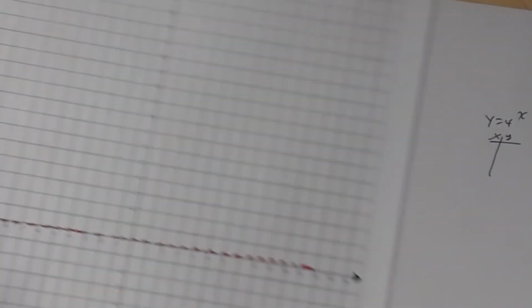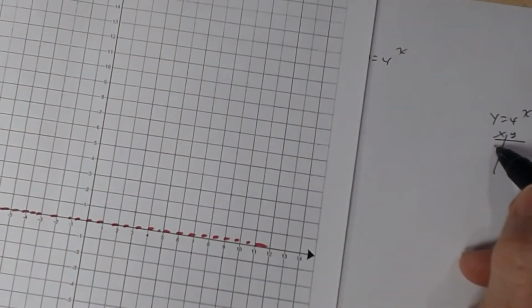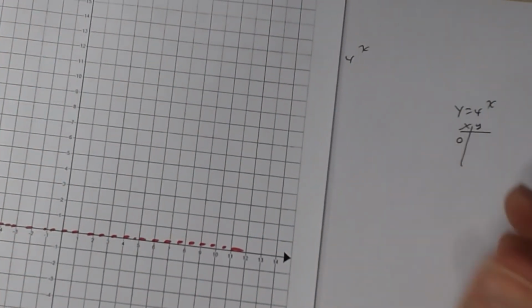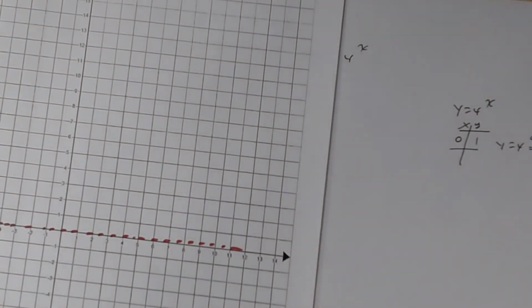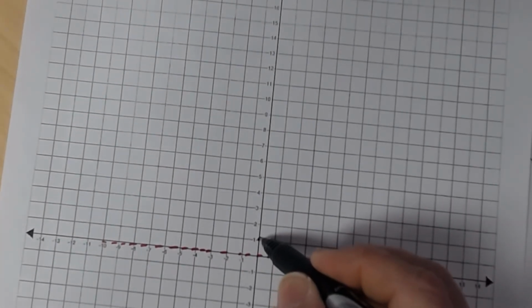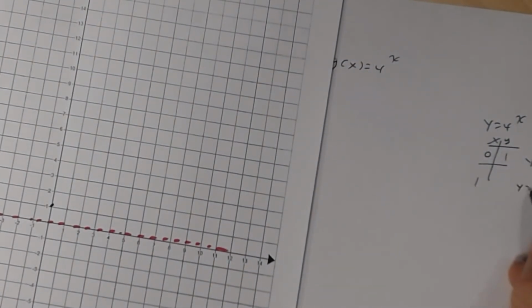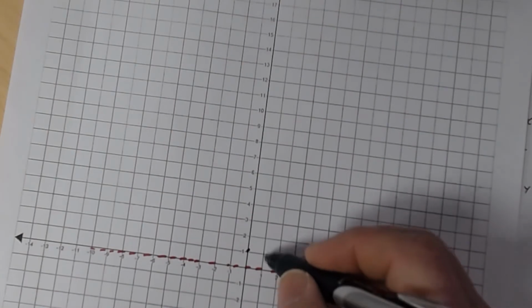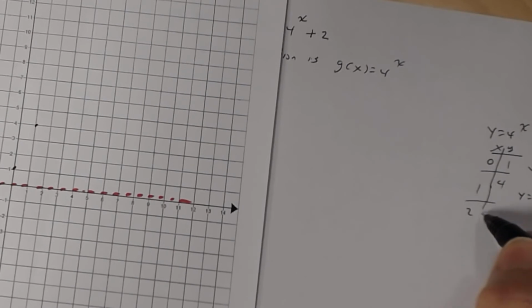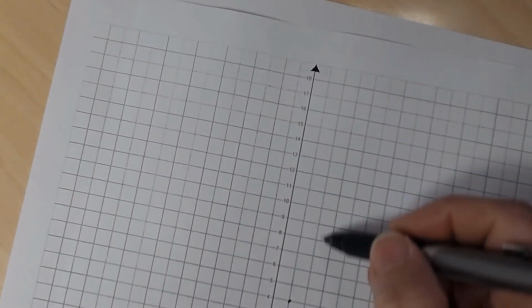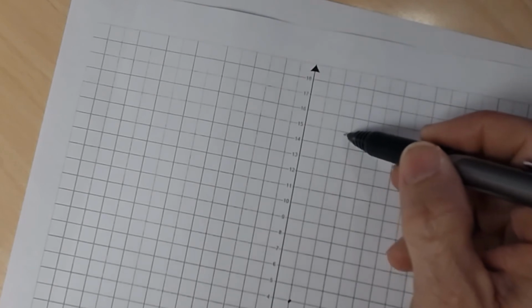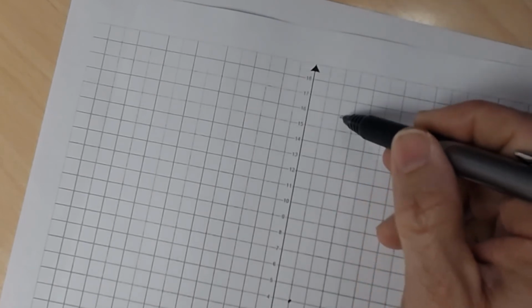Now let's remember you always have a y-intercept. So if x is 0, I get y equals 4 to the 0, which is 1. So I'm going to put the point 0, 1. If x is 1, I get y equals 4 to the first, which is 4. So 1, 4 is right here. If x is 2, I get y equals 4 squared, which is 16. So 2, 16. I'm running out of room here. Let's say 2, 16 is about here.